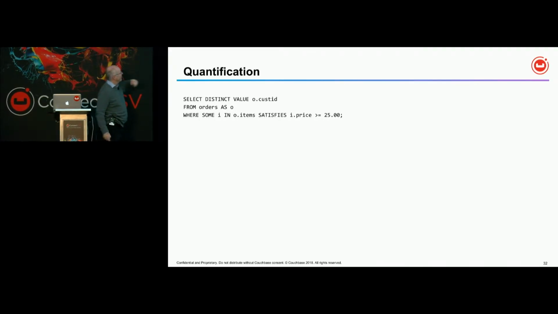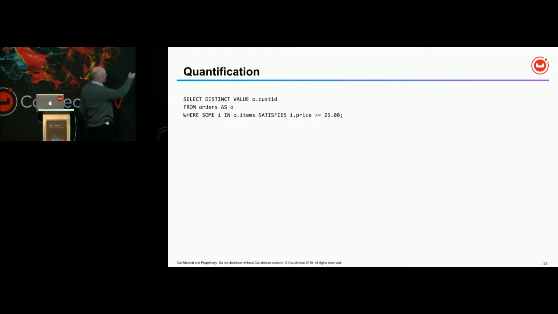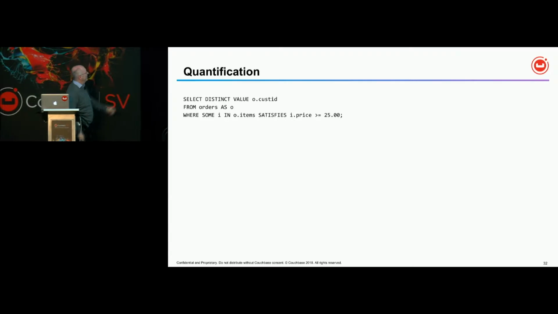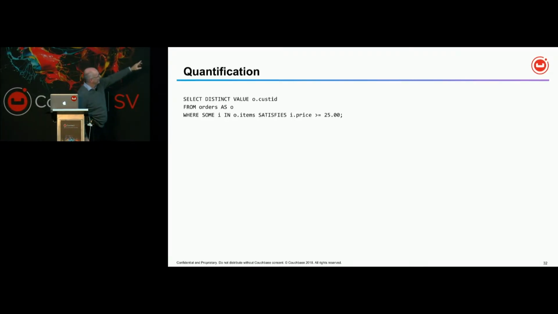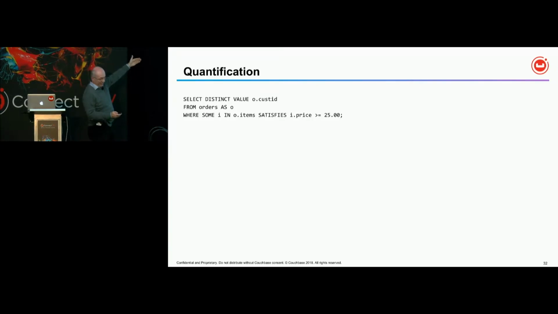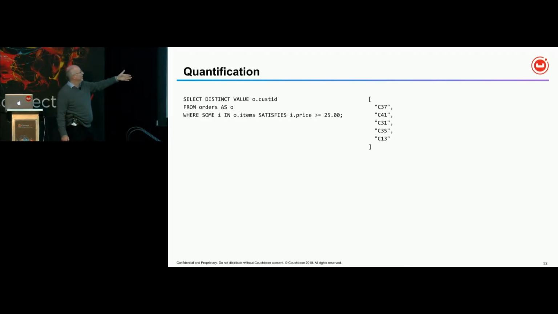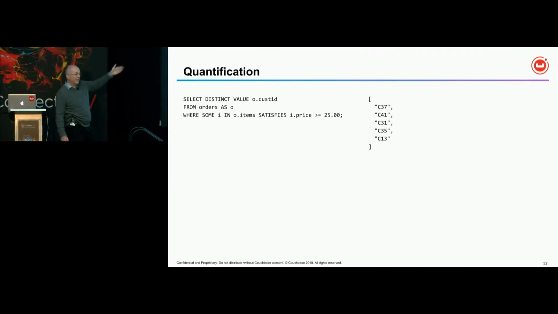So I will take my orders, and then I can have this in the where clause: where some I in O.items satisfies I.price is greater than 25. This predicate is true if there is at least one item I in this array of items where the price is greater than 25. So if I have at least one expensive item, then this predicate is true, and in that case I will get the customer ID of that order. Okay, it's not a hugely interesting result, but you will get the customer IDs of all the customers that had at least one order that had at least one item greater than 25.